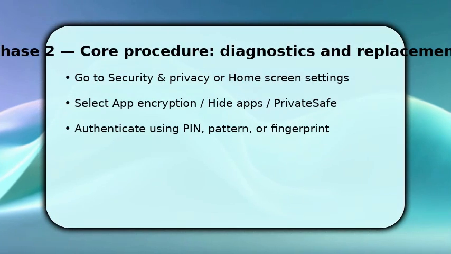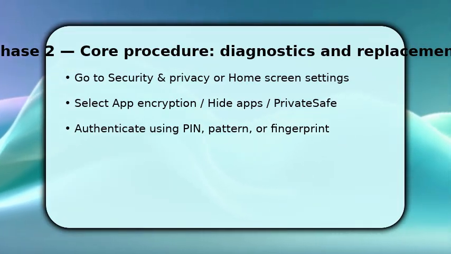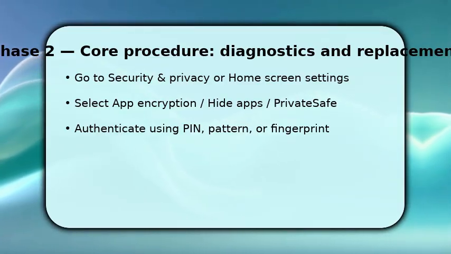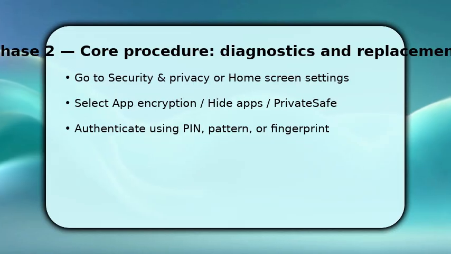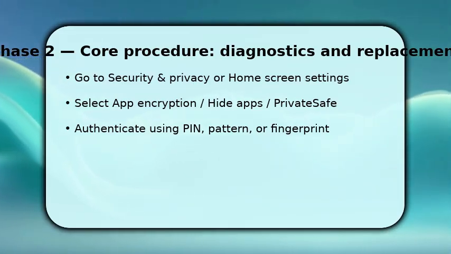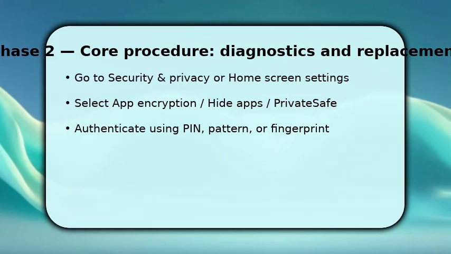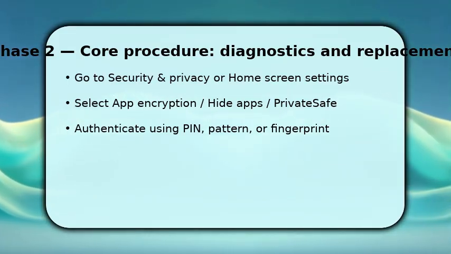Now you navigate to Security and Privacy or the Home Screen Settings because different FunTouch OS versions move the option. Tap App Encryption, Hide Apps, or Private Safe, whichever appears. You must authenticate, enter your PIN, or use your fingerprint. After unlocking, the hidden app list appears or a toggle will let you view hidden items. Scroll to find the app names because Vivo stores them in a secure list rather than the normal drawer, which is why they stay invisible until unlocked.